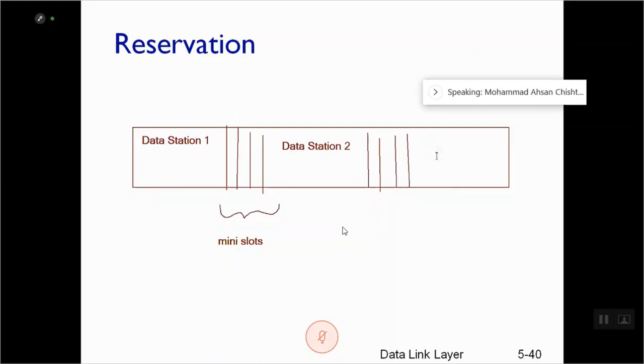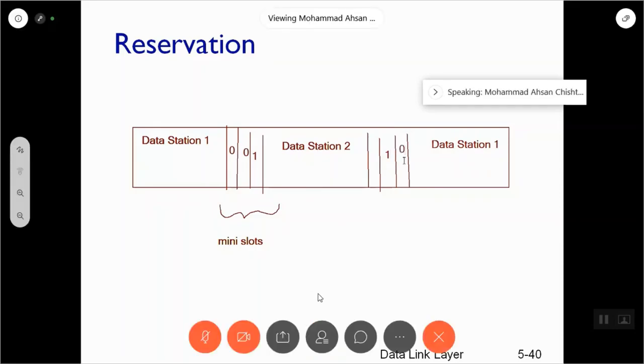Then again data station 1. So let's try to understand it. Each mini slot belongs to a station. When the station needs to send a data frame, it makes a reservation in its own mini slot. So it will say here 1. The rest of the stations, if there are 3 sending ones, have 0, 0, 0. If station 2 is sending, we have 1 here. The rest of these would be 0 and 0.